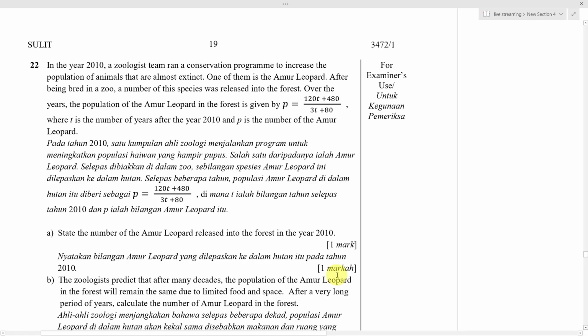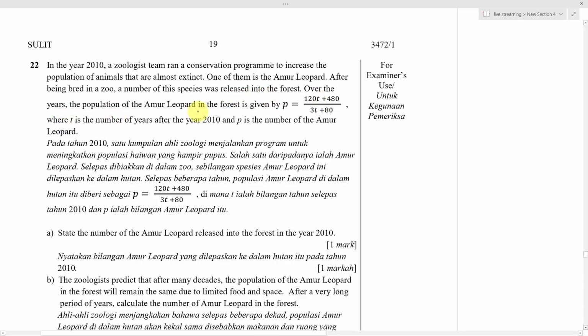Okay. So in the year 2010, a zoologist team ran a conservation program to increase the population of the animals that are almost extinct. One of them is the Amur leopard. So, is it called leopard, isn't it? After being bred in the zoo, a number of these species was released into a forest.